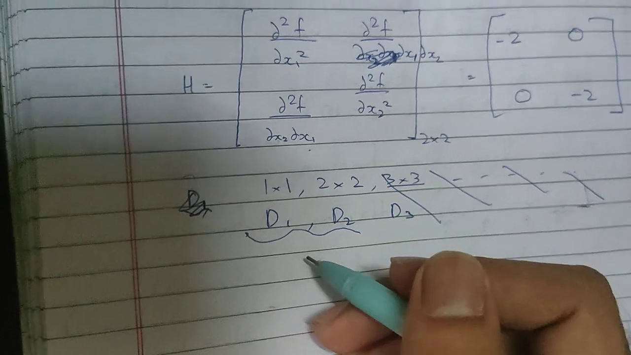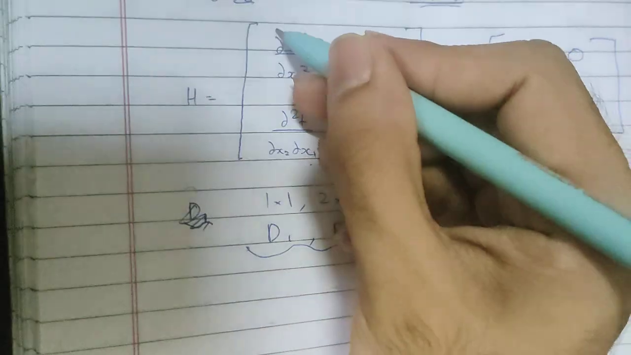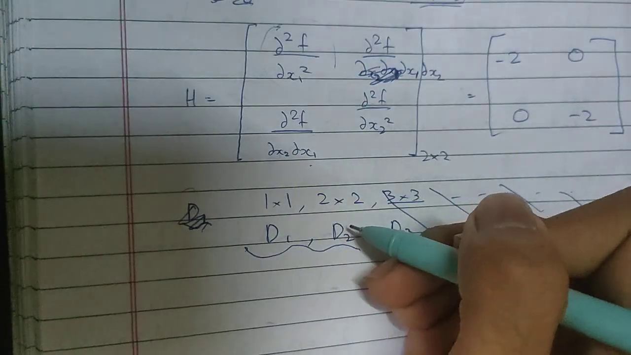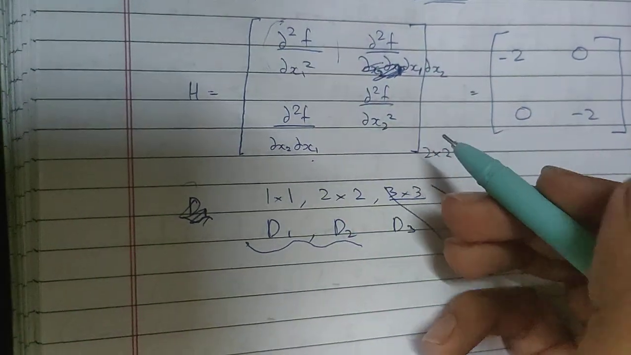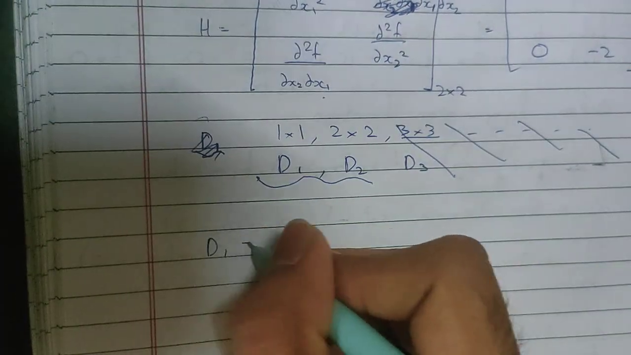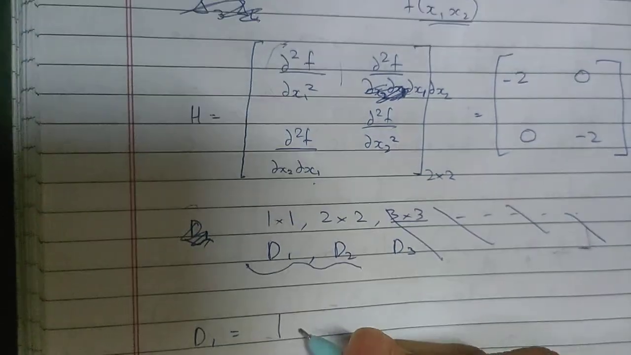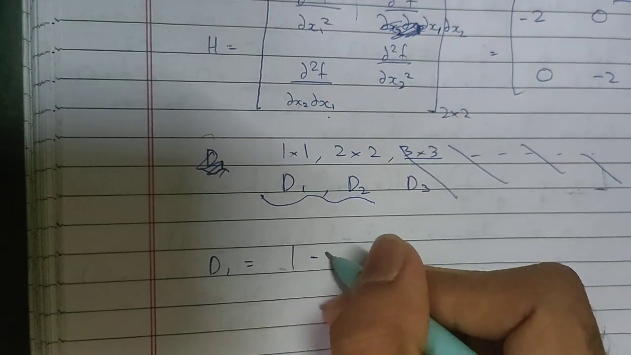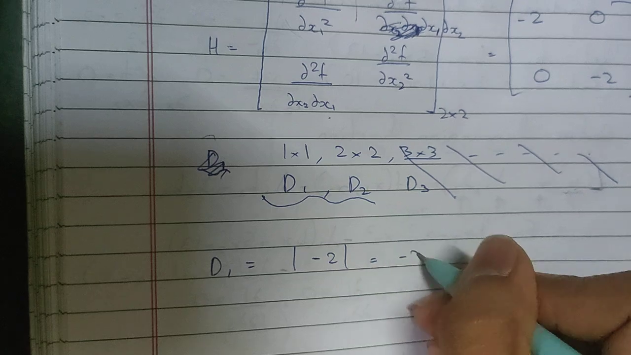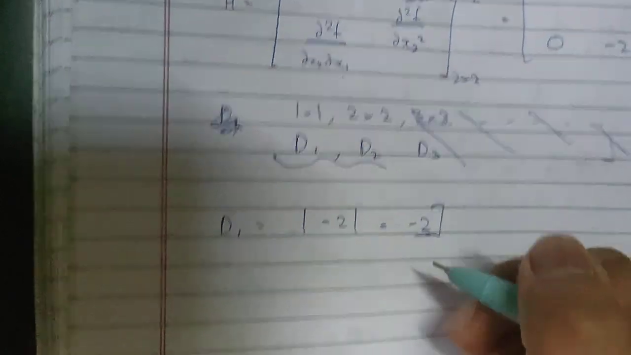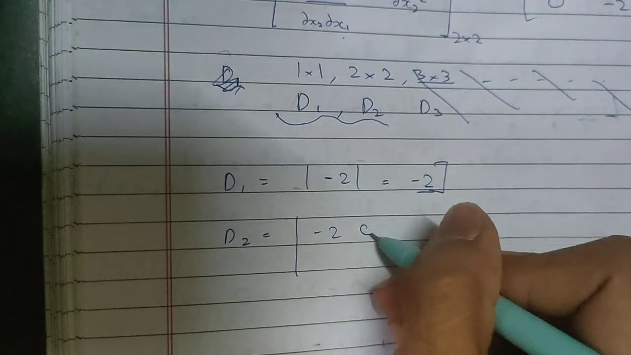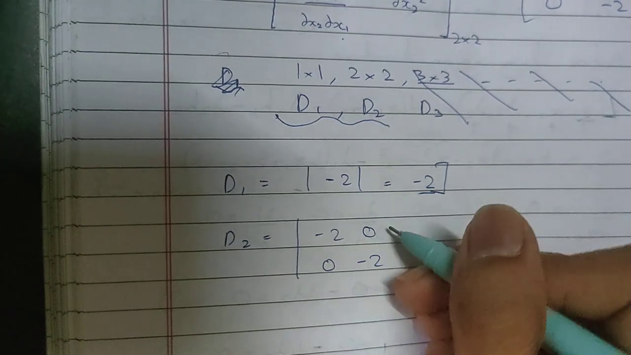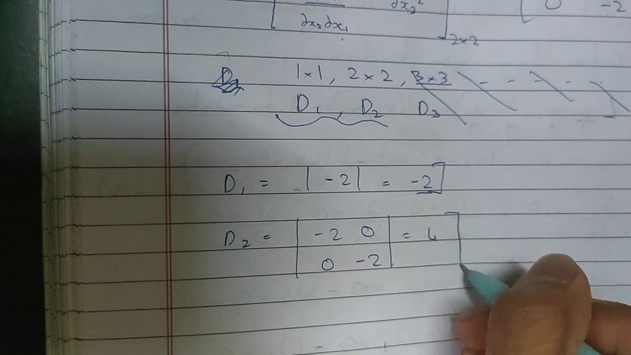So D1 would basically mean this term up here, and D2 would be the determinant of all these four terms, like the entire 2 cross 2 matrix. So our D1 is basically the determinant of this thing, -2, which is basically just -2 itself. And then D2 would be the determinant of -2 0 0 -2, which if you solve you'll get +4.